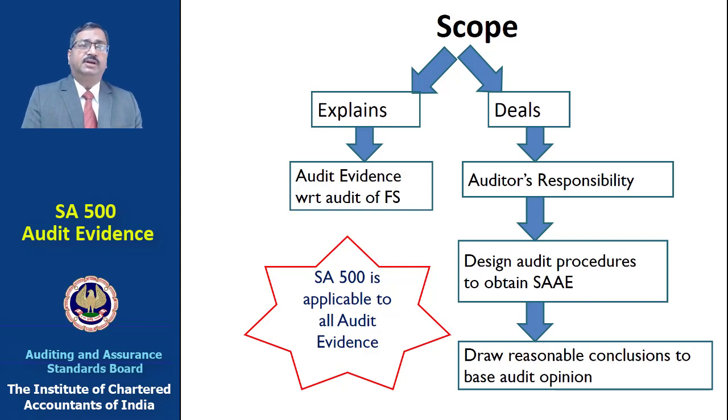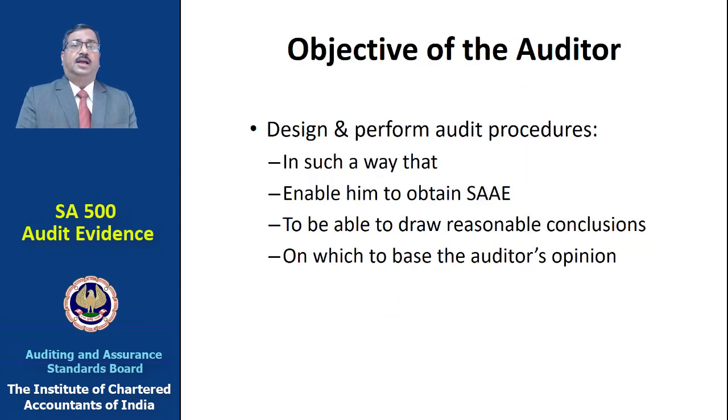It also deals with the auditor's responsibility to design audit procedures to obtain sufficient appropriate audit evidence. Mind my words, that is sufficient appropriate audit evidence, and the conclusions from this audit evidence help the auditor to form his audit opinion. Therefore, the objective of the auditor is to design procedures in such a way that he can obtain sufficient appropriate audit evidence to draw reasonable conclusions on which to base the auditor's opinion.